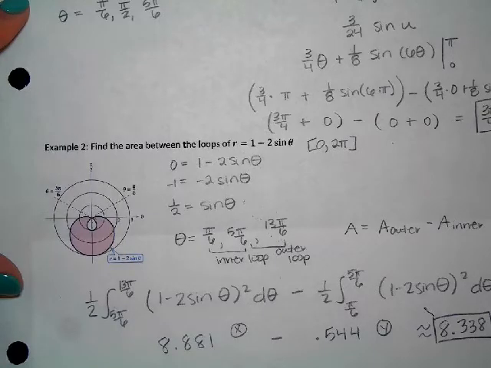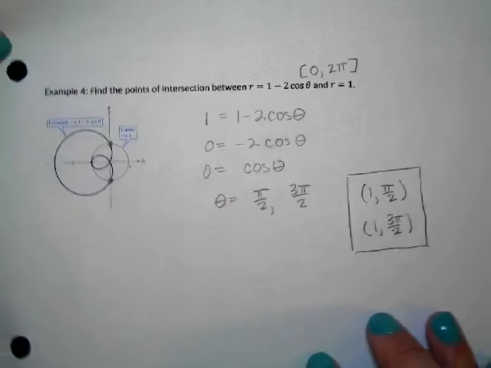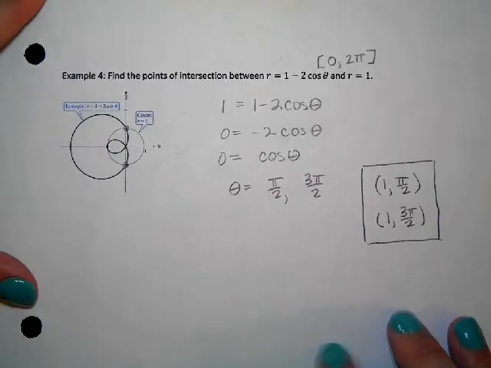Okay. How do we feel about example 4? Finding the points of intersection.